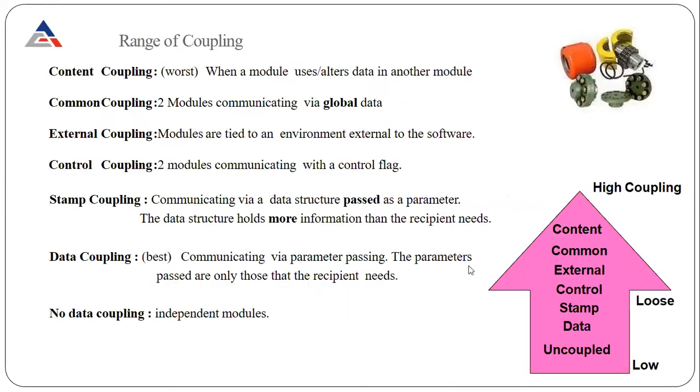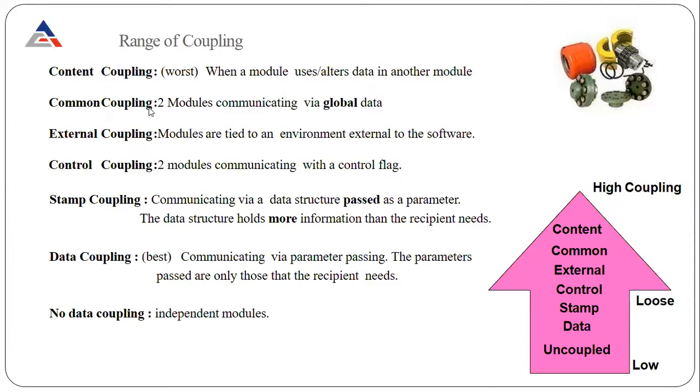Here are your levels of coupling. High coupling is in content coupling, and low coupling is in data coupling. Data coupling is a low coupled concept. Content coupling is your worst case. In it, when a module uses or alters data, if there is a change in the data, it will affect the different module also. That is content coupling.